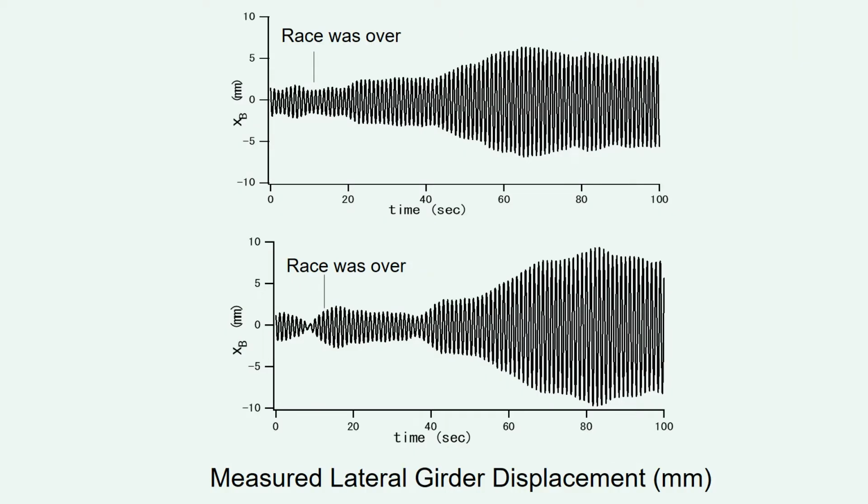These are the measured lateral girder displacements, which were obtained by integrating the acceleration twice. Two data on different days are shown here. After the race is over and the people started to cross the bridge, the girder lateral displacement increases with a maximum value of 7 to 9 millimeters.